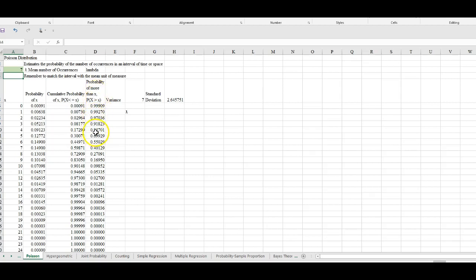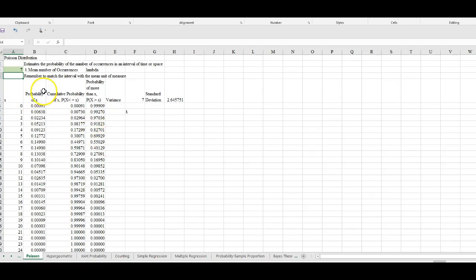Now you might be tempted to use this value here, 0.8270, but that would not be correct because we want to know at least 4, not less than or equal to 4. And saying 4 or more is the same as saying the probability that x is greater than 3, which would be the 0.9182, which is the correct answer, 0.9182.